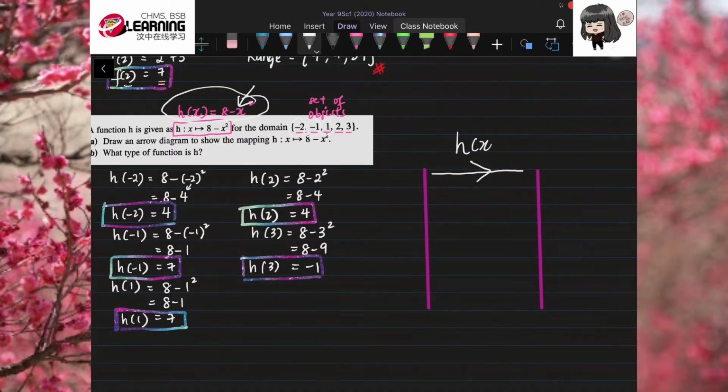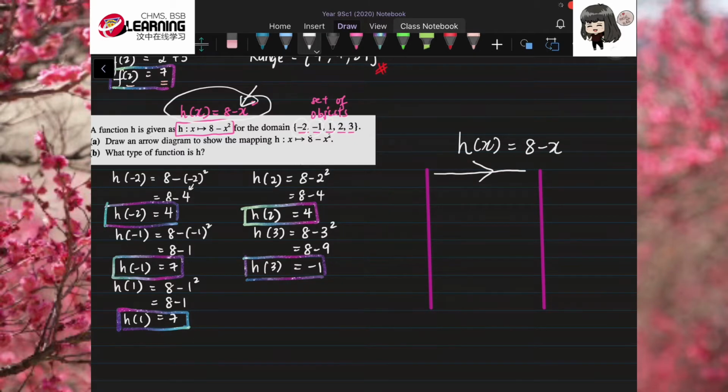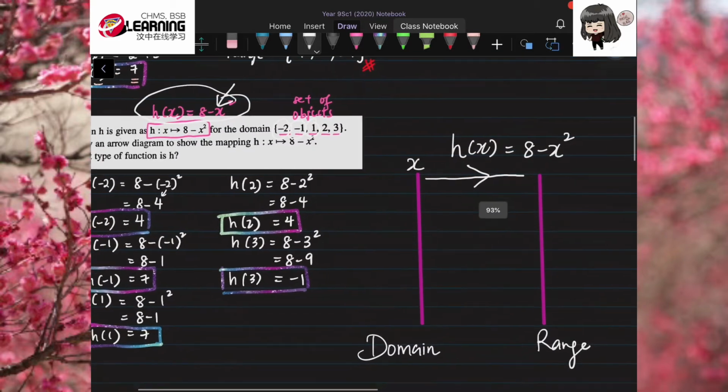This function h, or h of x, it's the same, will give you output when we sub x into 8 minus x squared. So the object here is x, and your image here is 8 minus x squared. We need to list down the set of objects, which is also the domain. Don't forget your domain is on your left side, and your right side is the range. It's not necessary to write down the domain and range here.